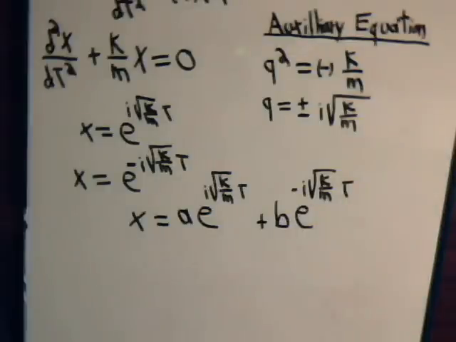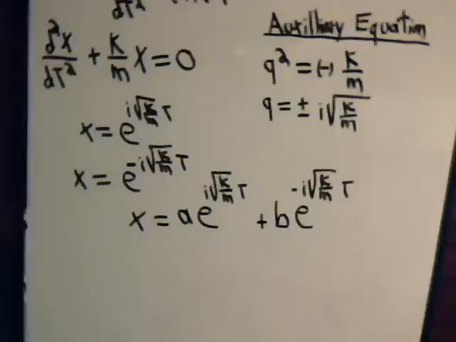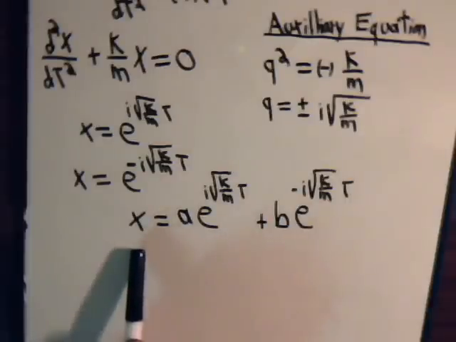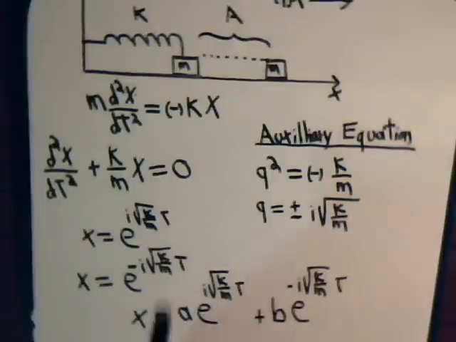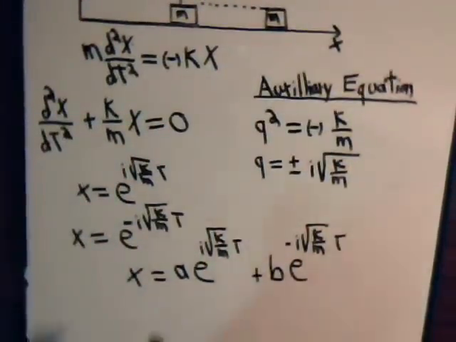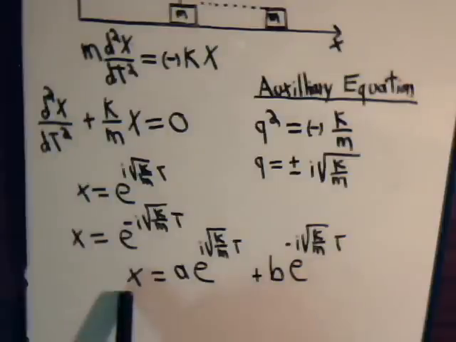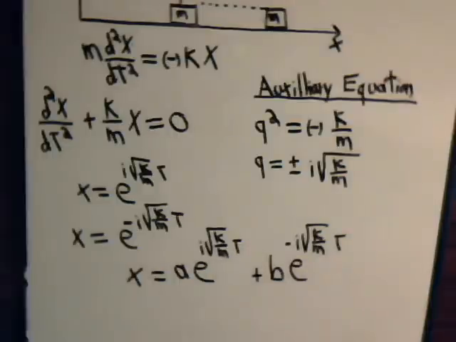And of course, in the previous video, we've shown that the square root of k over m is the angular frequency, omega. We'll leave it like this for the duration of our video. But this then tells us the position of the block x along the x-axis at any time t.